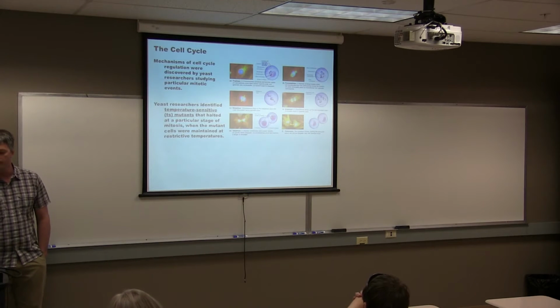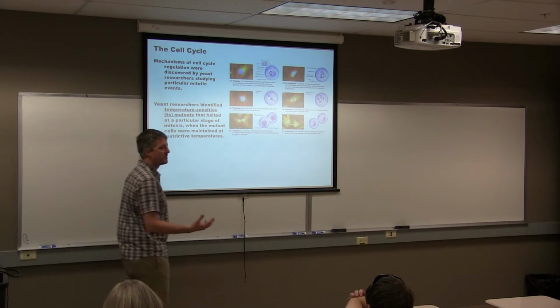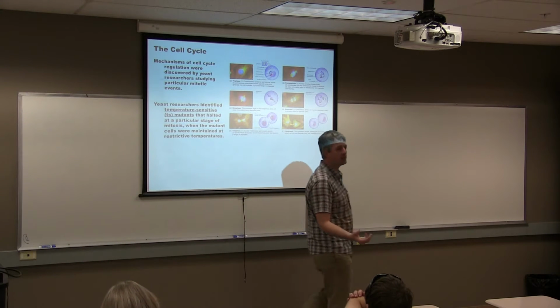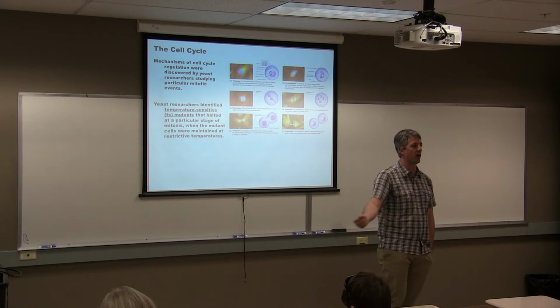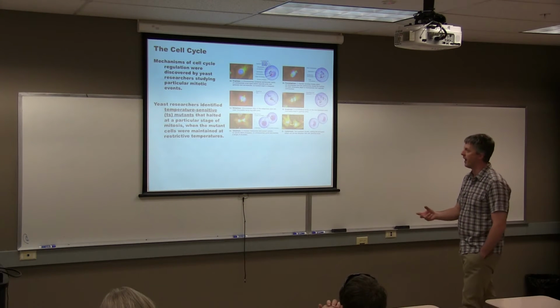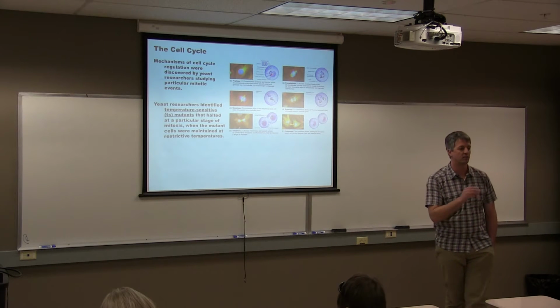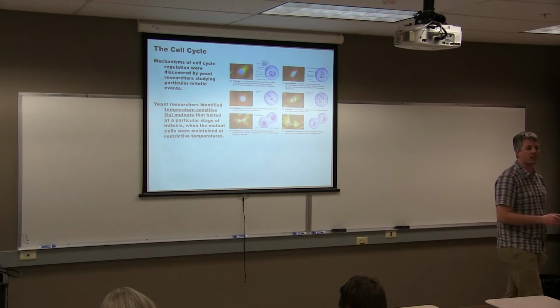I'm going to go through this one fairly fast, but basically there are multiple events in the cell cycle. And you can tell by the amount of DNA whether or not you've gone through synthesis, and then by the budding pattern of the yeast where they're at. So using temperature sensitive mutants, they could halt the cell cycle during a mitotic division.